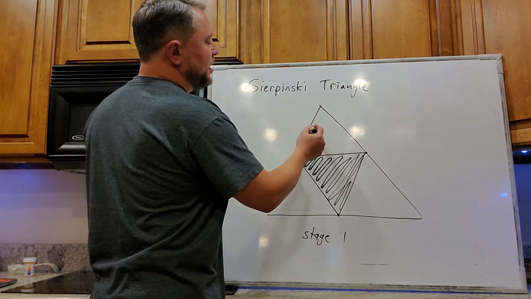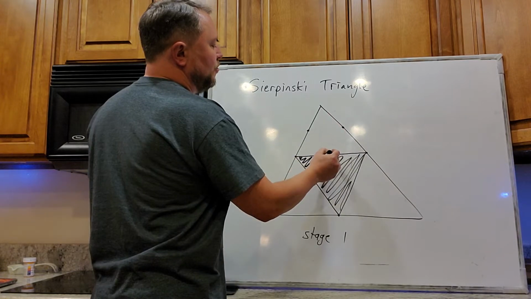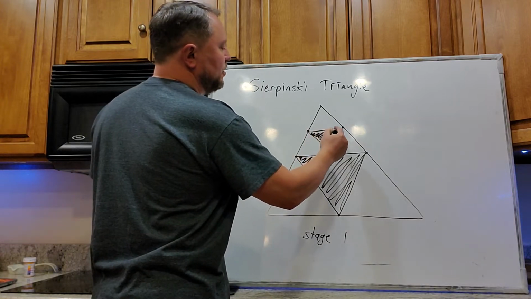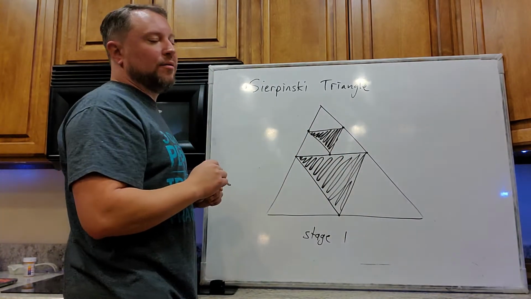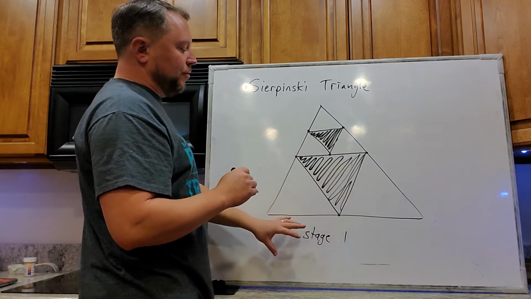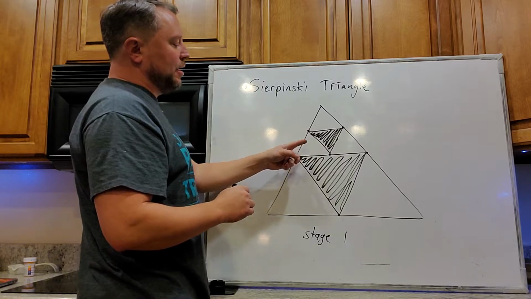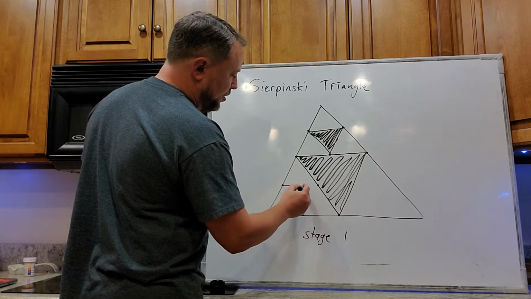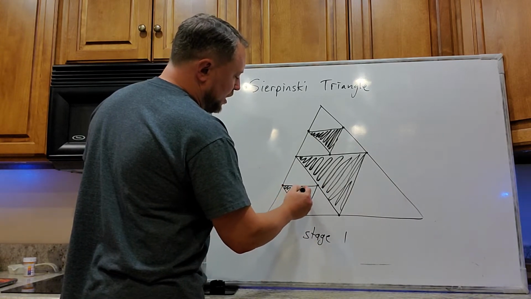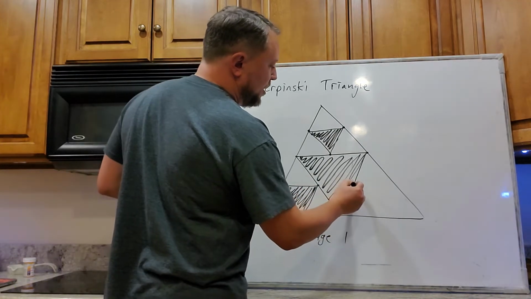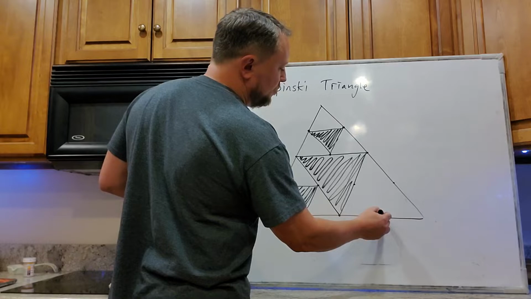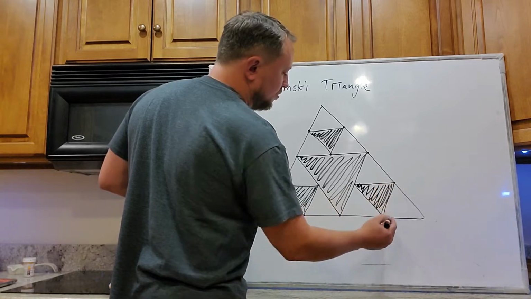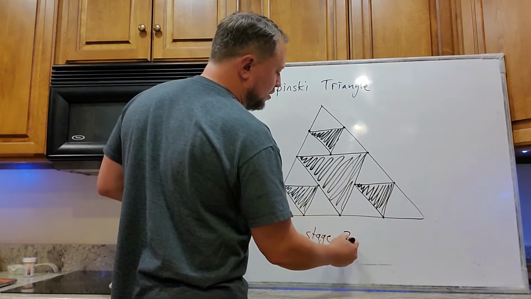Up here in this unshaded triangle, I would find the midpoint of all three sides, I would connect those midpoints, and I would shade in only the middle triangle. But that's not enough for stage 2. I still have to do that same thing both here and here. So again, I would find midpoints, connect them, and shade that in. Same here, midpoint, midpoint, midpoint, connect them, and shade it in. That finally would be stage 2.